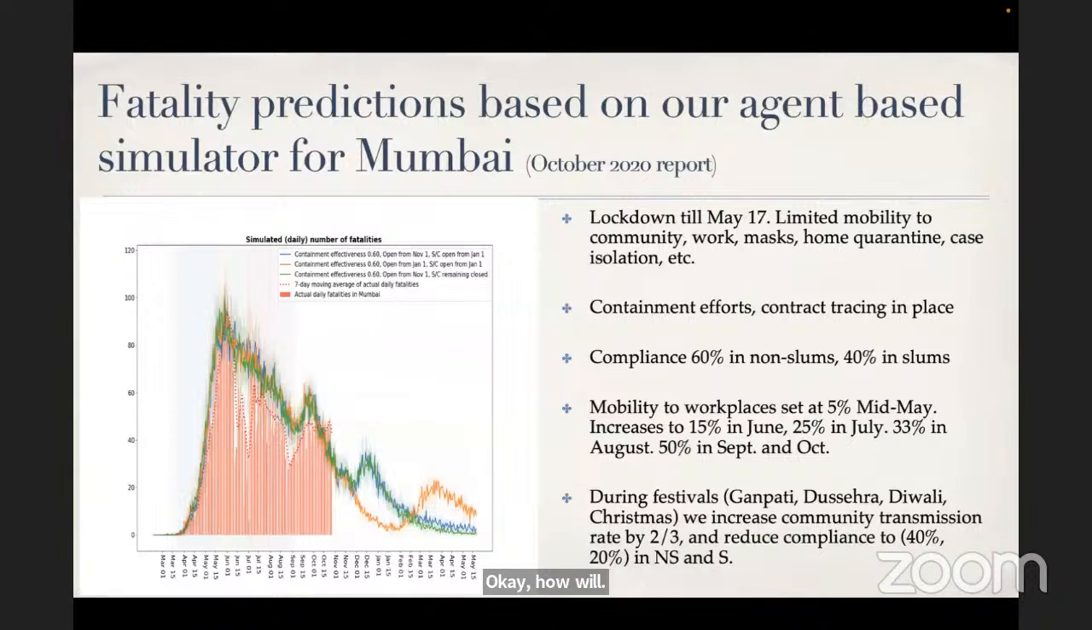in Diwali, in Christmas, and all the other holidays. So we could model all these things. We could also model that if schools were open, how would COVID spread in that setting? So these are the curves that we had developed.